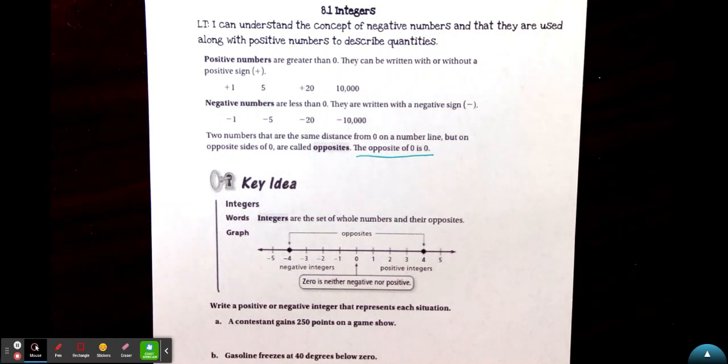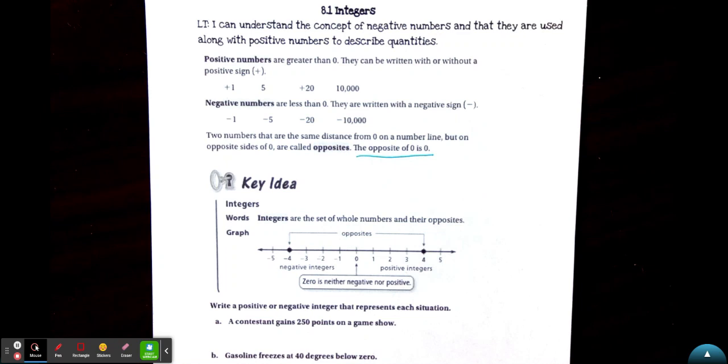So that's actually 7th grade math, so we won't even be learning that this year. Spencer? Is there positive and negative 0? Nope. 0 is neither positive nor negative. It's just that weird middle ground.